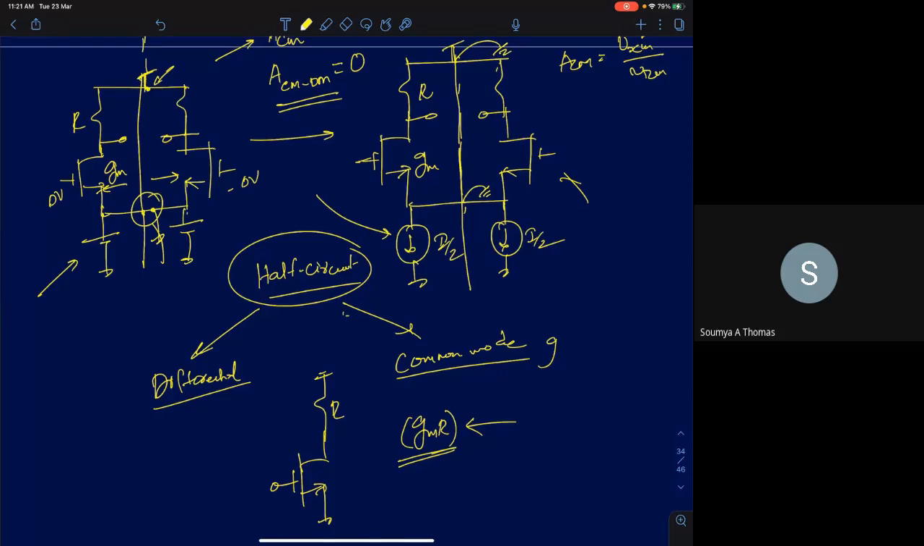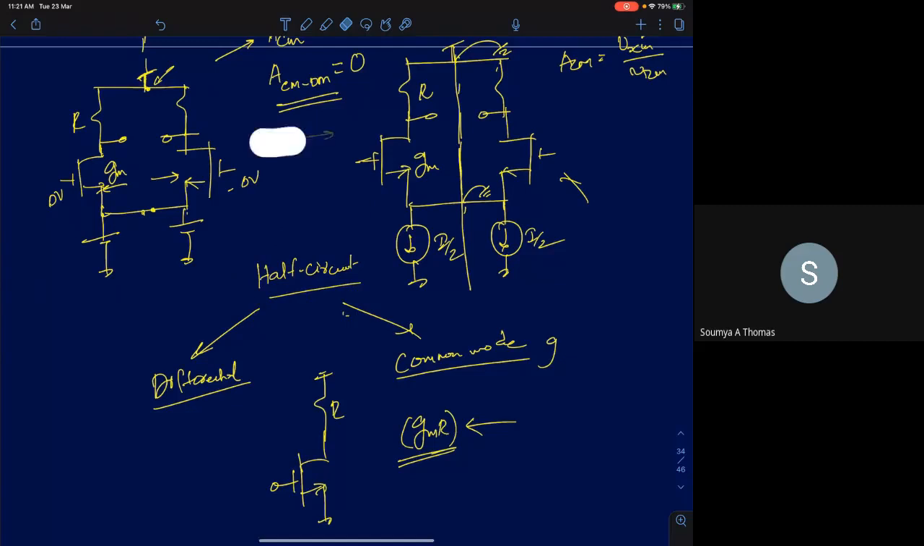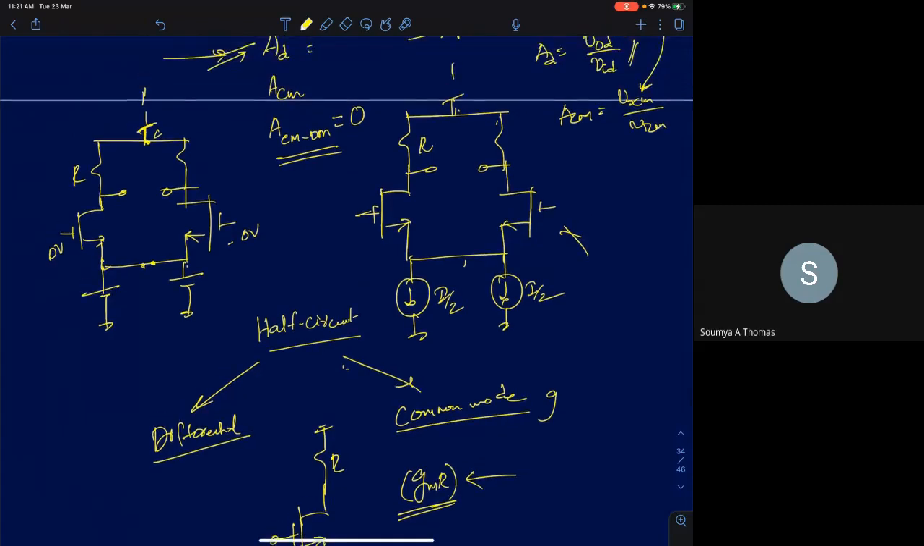Okay, so that finishes our discussion on differential half circuits and how to find differential gain from a differential half circuit. The next procedure is to find common mode gain for these circuits. So when I'm finding the common mode gain, how do I do it? Again, go with the same approach, draw an axis of symmetry.